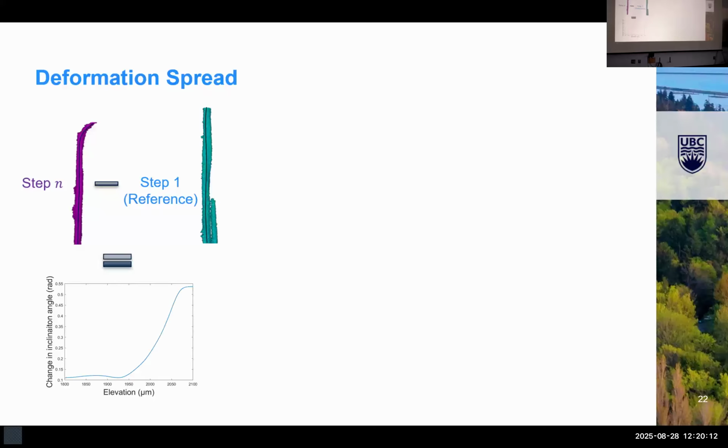We can take this methodology and apply it over the whole wood volume to look at the spread of deformation and come up with a systematic way to determine whether or not a fiber has buckled. We do that by taking some fiber on the nth compression step, tracing out the centroid path, and from that getting the inclination angle of the fiber. We then subtract that from the first step, which we use as a reference, to look at the change in the inclination angle over the fiber height. In cases of buckling, you tend to have a big spike in there somewhere.